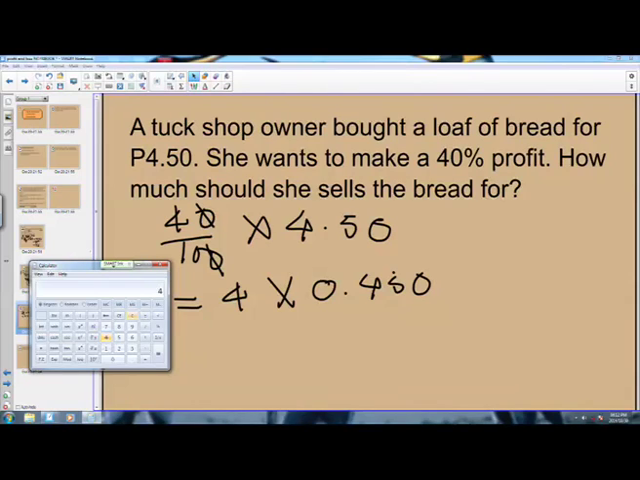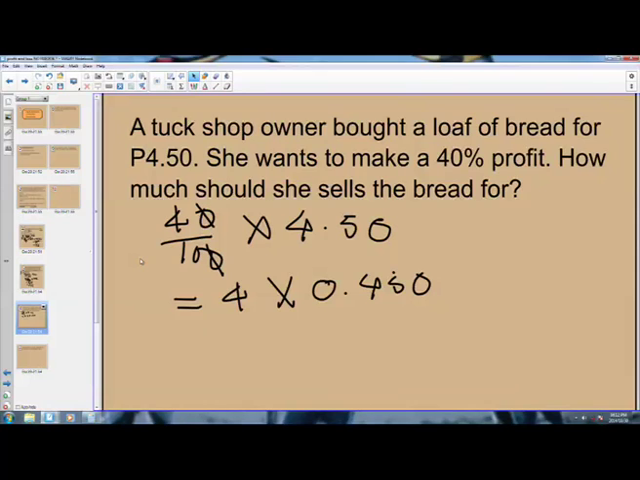Now, this is 4 times 0.45. What do we get? 1.80. So the answer here is 1.80, meaning this tech shop owner wants to make a markup of 1.80. This is the profit that he wants to make.